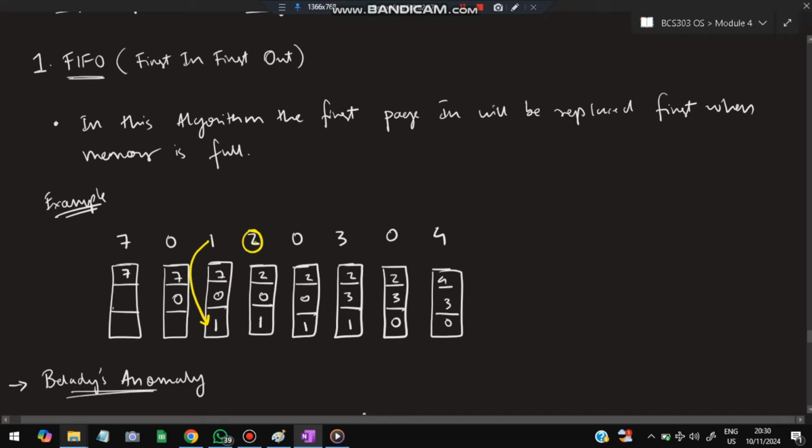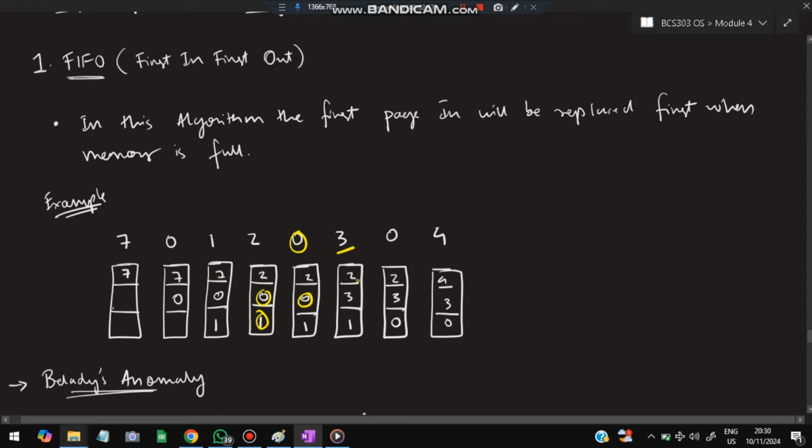Now 2 also came. To put 2 in this space, will I replace 7, will I replace 0, will I replace 1? According to the FIFO algorithm, first in first out. In these 3, which was first in? First in was 7, so 7 will be replaced with 2. Now it is 2, 0, 1. Now again 0 came, 0 was already there, I will not do anything.